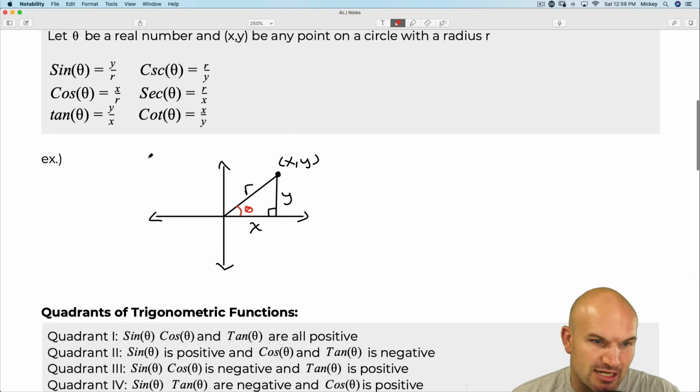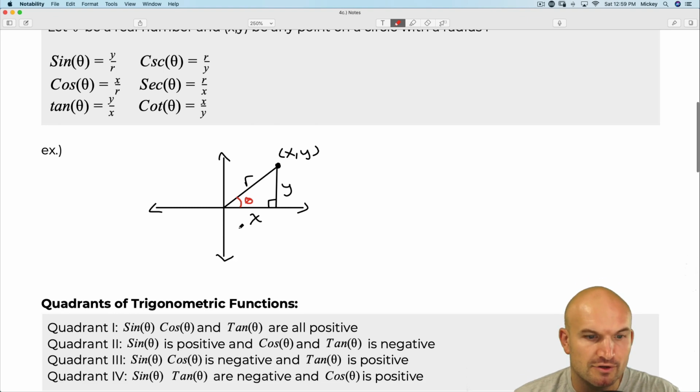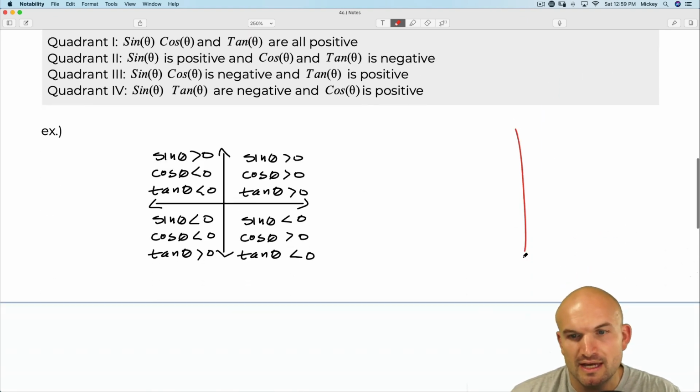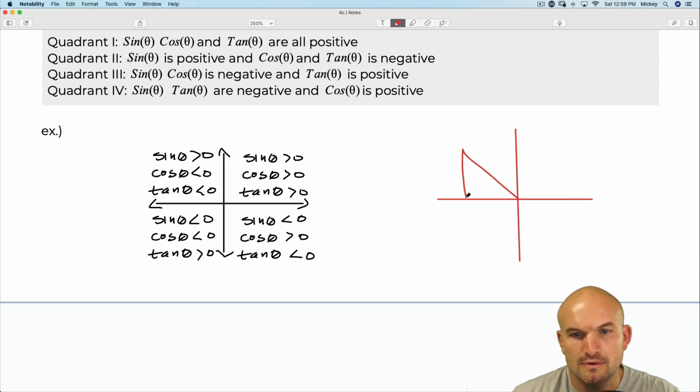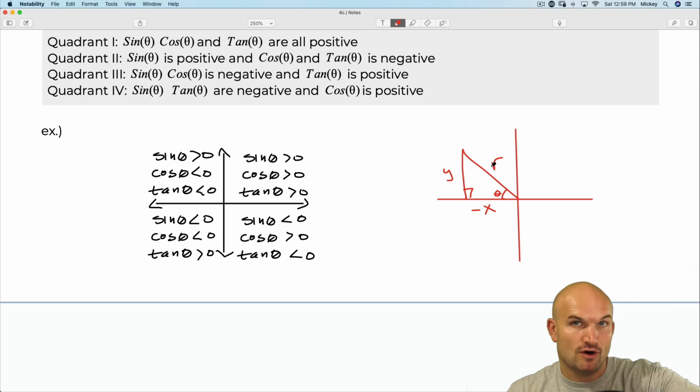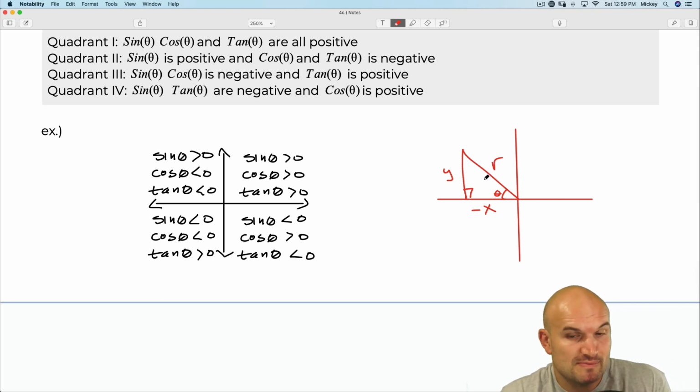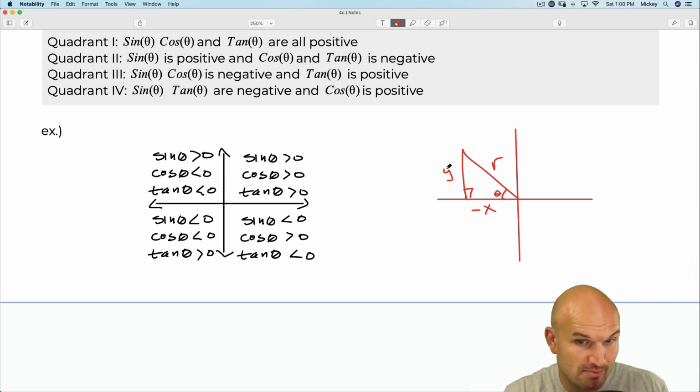If you look in the second quadrant, we have a positive y and a negative x, and here's your r. Cosine is negative x over r, or adjacent over hypotenuse. Here is your theta, here's your right angle. So cosine is negative x over r, which is going to be negative because r is always positive. And tangent would be positive y over negative x, and that would be negative. And again, you could do that for all the different quadrants.